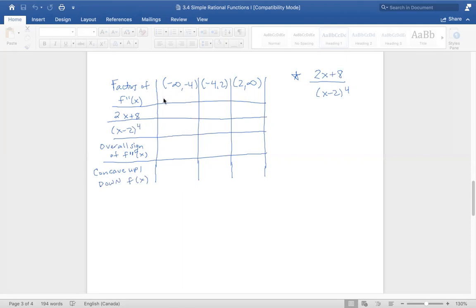Between negative infinity and negative 4, let's test negative 5. 2 times negative 5 is negative 10, plus 8 is still going to be negative, right? Negative 5 minus 2 is negative 7, but then to the exponent of 4 would be positive. This is dividing, so I have a negative divided by a positive, still going to give me negative. So negative means I'm concave down there, right?